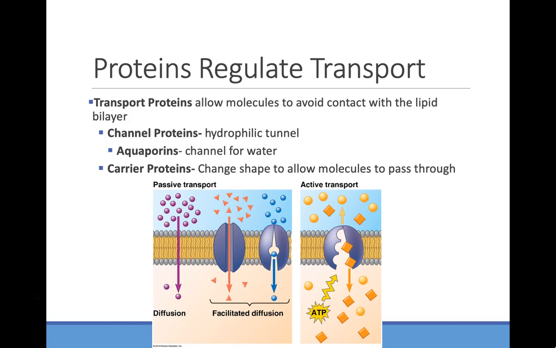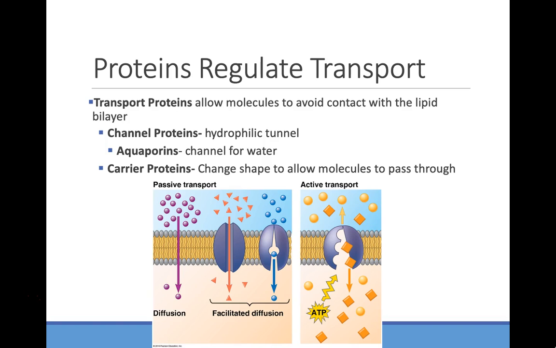There are a couple of different types that we're going to talk about. There are channel proteins, and these are a hydrophilic tunnel that allows polar, charged hydrophilic molecules to move through. Aquaporins are a good example of this. They are specific for water. Channel proteins may or may not be specific for a single type of molecule. It really just depends on what their function is. Some are going to be specific, some are not specific.